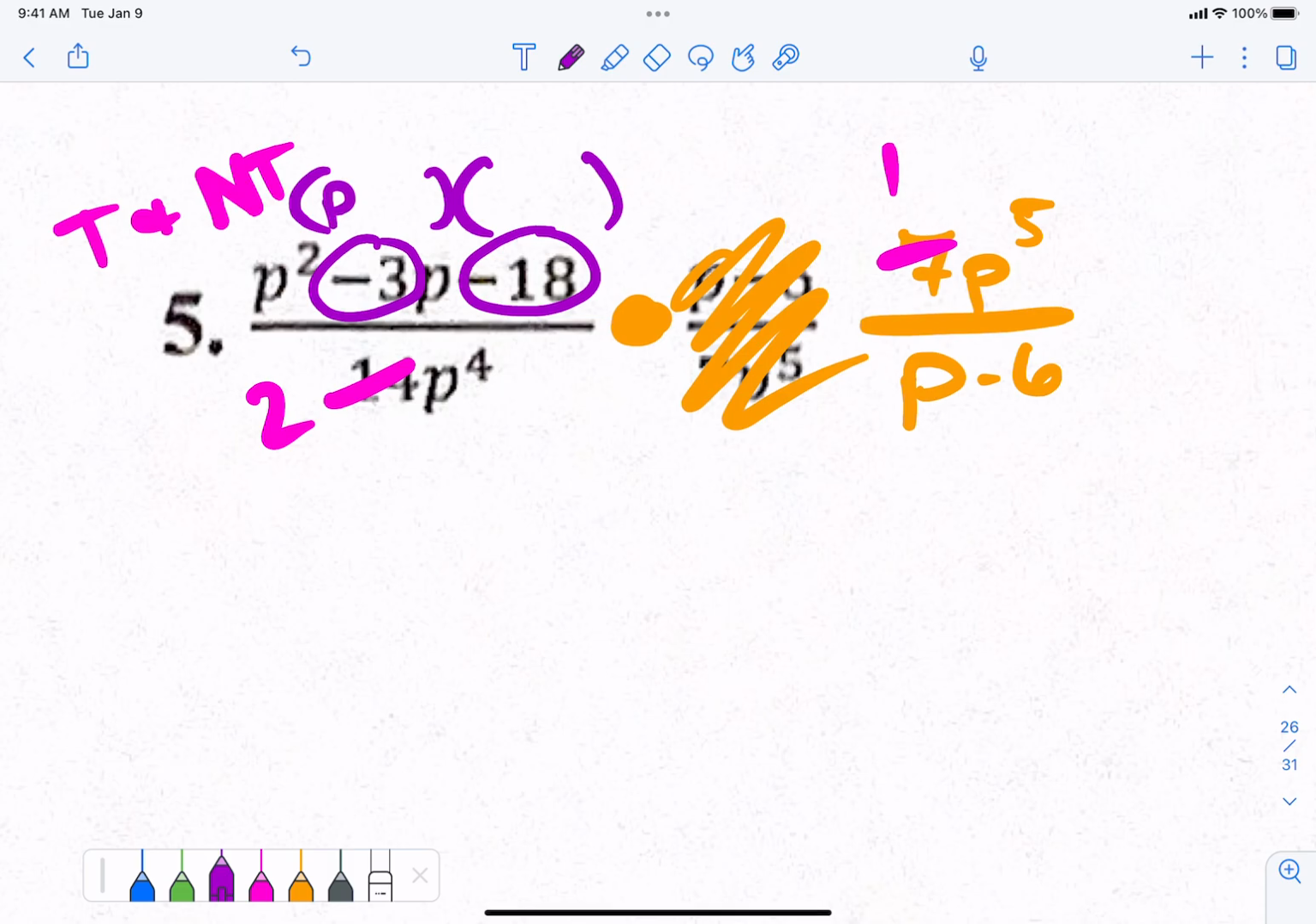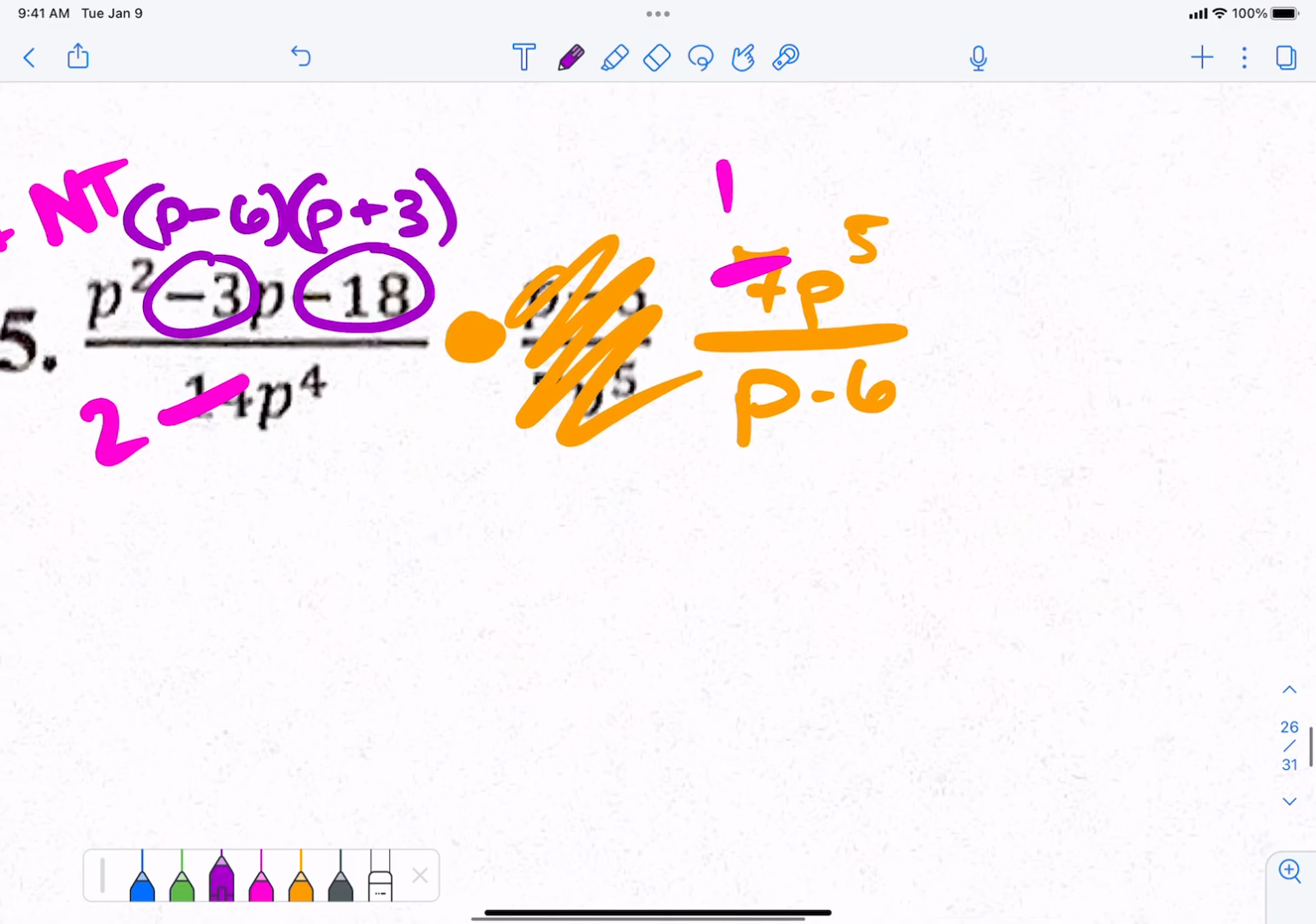6 and 3. 6 and 3 makes 18. Which one's negative? The 6 is negative. The 3 is positive. Okay, now what would you like to do? Cancel the p minus 6. Okay? All right, what else would you like to do?